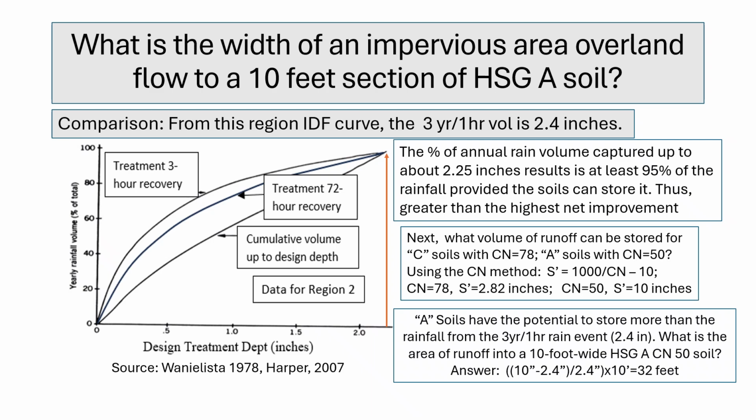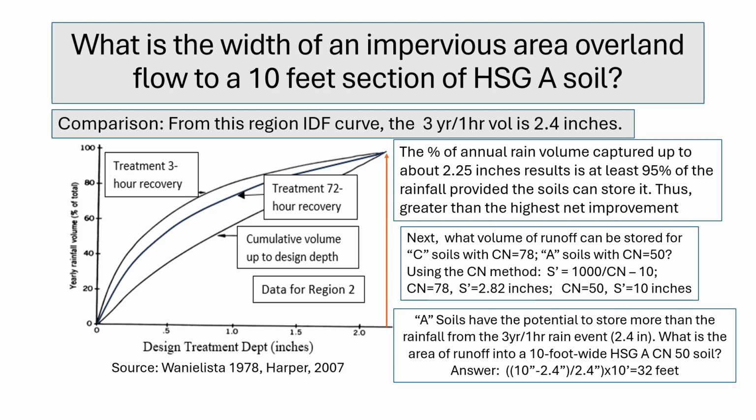Now, let's consider a practical application. What is the width of an impervious area whose overland flow can be fully infiltrated by a 10-foot section of HSG-A soil with a curve number of 50? Using the calculation shown, we find the answer is approximately 32 feet.